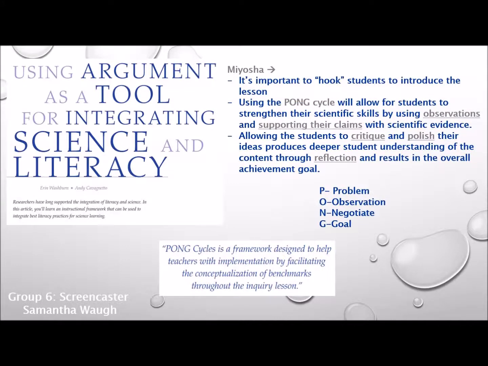The key idea presented in the Washburn and Cavagnetto article is that educators can improve their students' argumentative writing skills in the science discipline through a cycle of prescribed pedagogical techniques. The strategies presented by the authors appear under the PONG acronym. P stands for problem, O for observations, N for negotiation, and G is for goal.